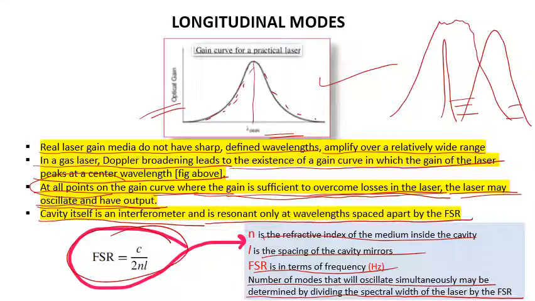So this gives the number of modes that oscillate simultaneously. Here n is the refractive index of the medium, L is the length of the cavity, and m is any integer. We can find the FSR if we know all these values. This concept is basically used for the longitudinal modes.